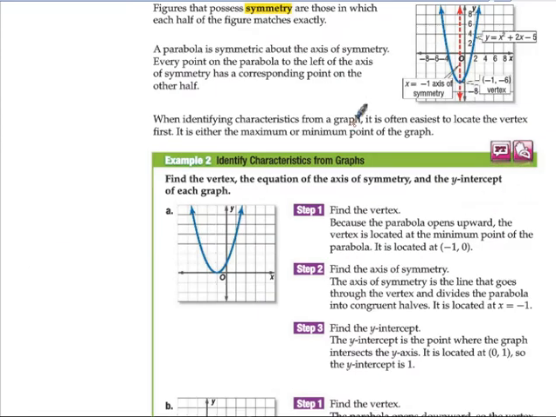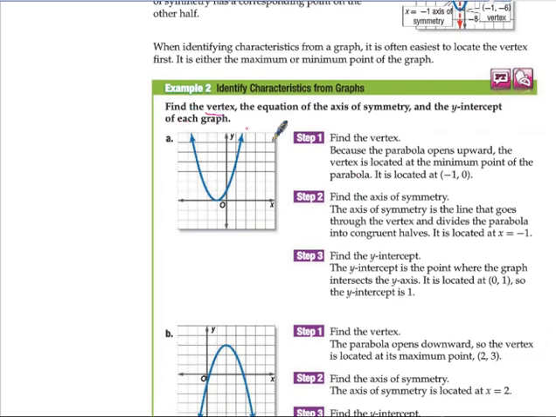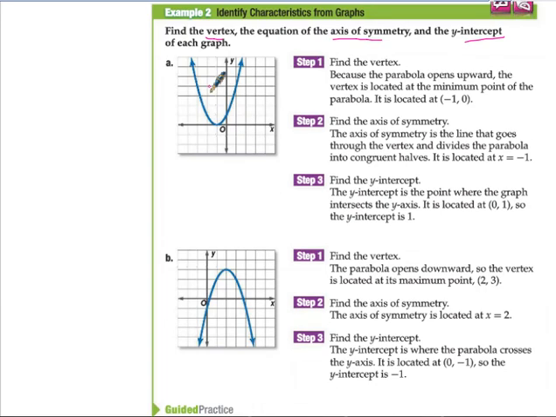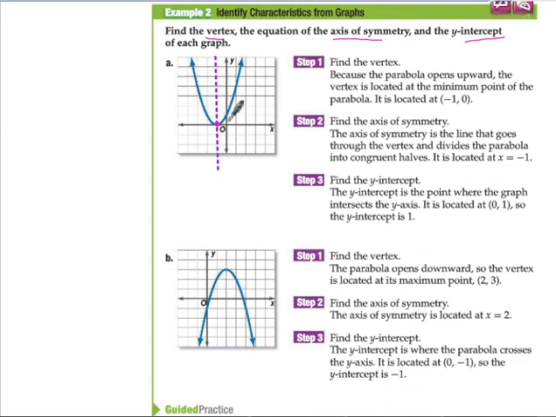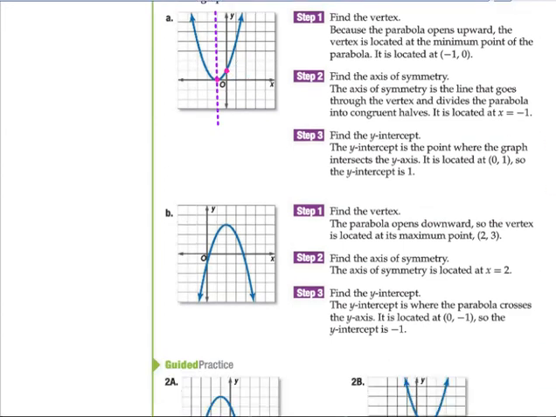All right, let's take a look here. Figures that possess symmetry are those in which each half of the figure matches. You guys know about symmetry. You've worked with symmetry for a long, long time. Okay, so we want to be able to look at a graph and identify some characteristics from it. The easiest thing to do is locate the vertex first. So for example, if we had to find the vertex, the equation of the axis of symmetry, and the y-intercept for each graph, it's just really looking at the pictures. The vertex is this point right here. The axis of symmetry is the vertical line that goes through the vertex, and then the y-intercept is where it crosses the y-axis. It's not really that complicated, okay?